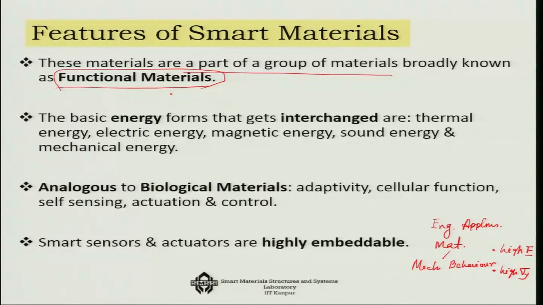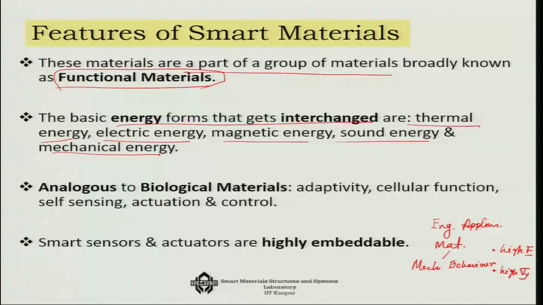Now naturally this means that there is some energy transformation taking place in smart materials. Indeed, the basic energy forms that get interchanged are generally thermal energy, electric energy, magnetic energy, sound energy, and mechanical energy. Basically it is a transformation between mechanical energy and all these other energies.